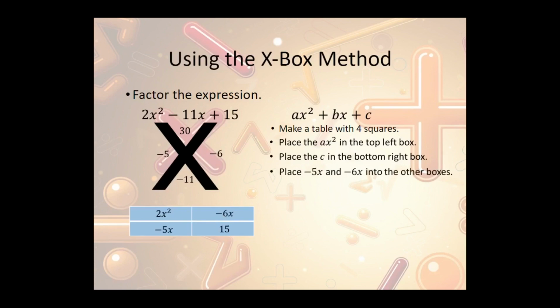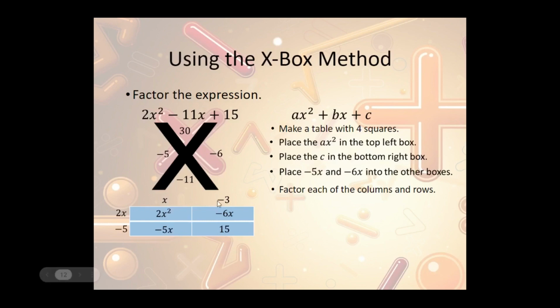So there we go. Now we just need to figure out what the common factors are. So we'll start here. 2x squared and negative 5x. Well, the only thing we have in common there is x. And then we have negative 6 and 15. Well, they have a 3 in common. Then here we have 2x squared minus 6x. Well, we have a 2x in common. And then 5x and 15 has a 5 in common.